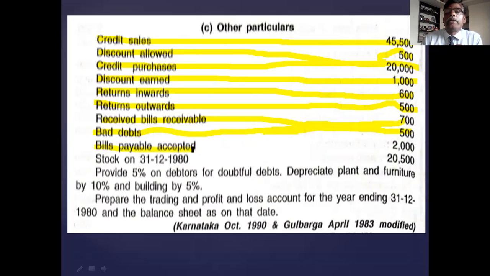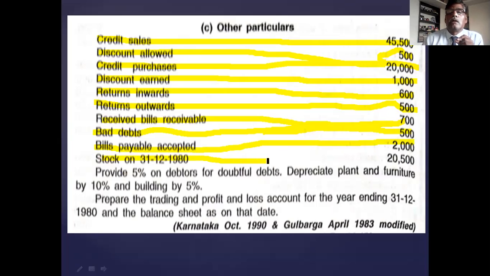Bills payable accepted means bills payable accepted by putting your signature and given to the supplier, the creditor. Instead of paying cash, a bill is given to the supplier. So it is nothing but just like a cheque given to a supplier, creditor. It comes on the creditor account debit side first. Then bills payable account credit side.